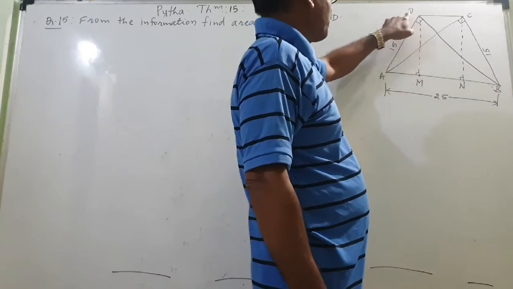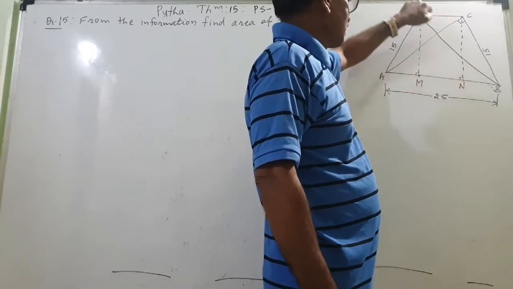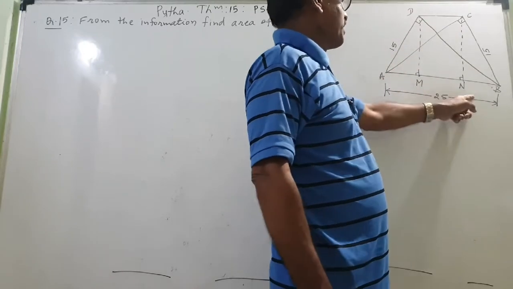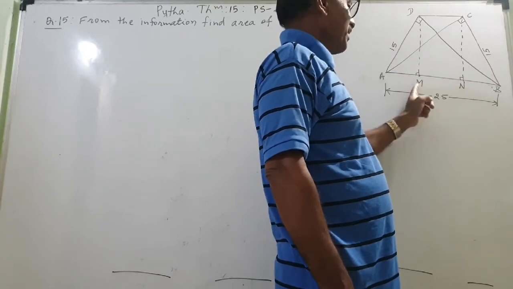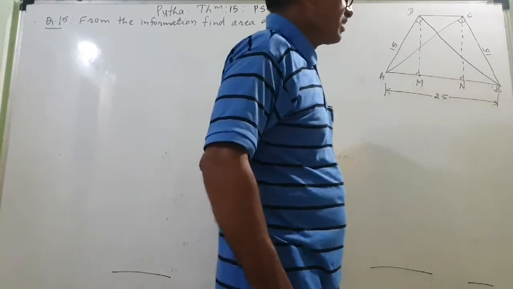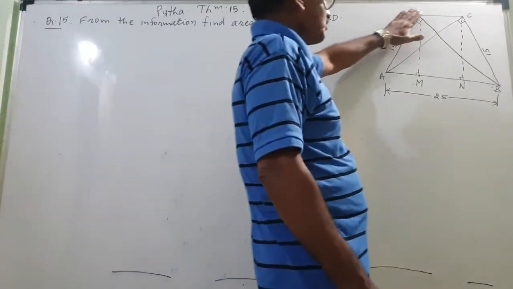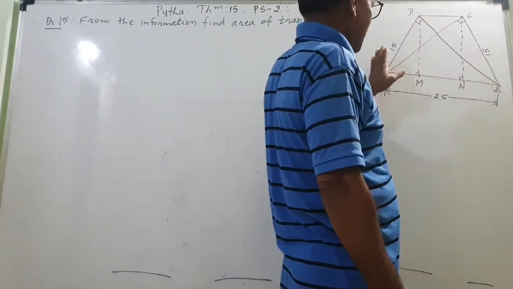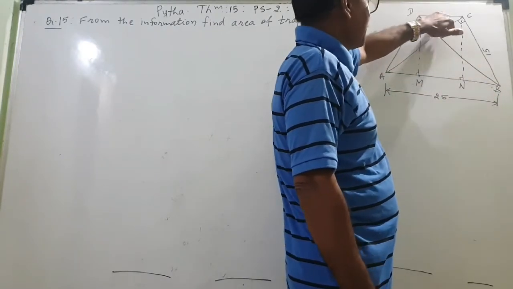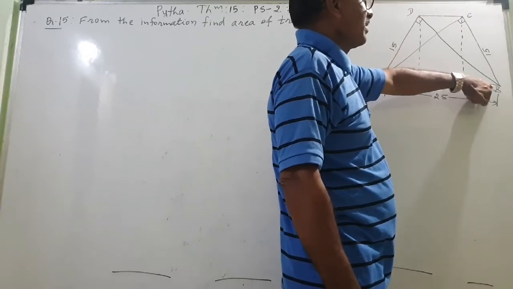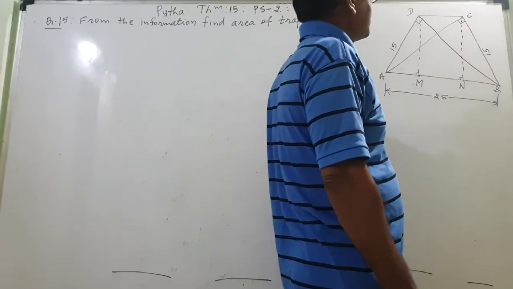We have drawn a perpendicular from D to M and C to N: DM perpendicular to AB and CN perpendicular to AB, so A, M, N, B. This is our construction. What do they want? Area of the trapezium. We know that the area of a trapezium is the sum of the parallel sides. DC parallel AB, that is also given in the textbook. DC parallel AB. This is the trapezium.